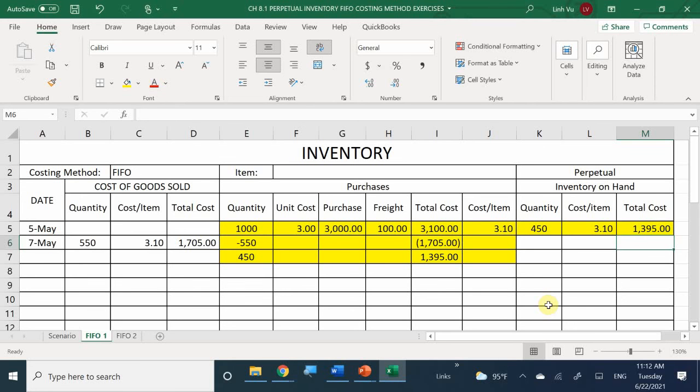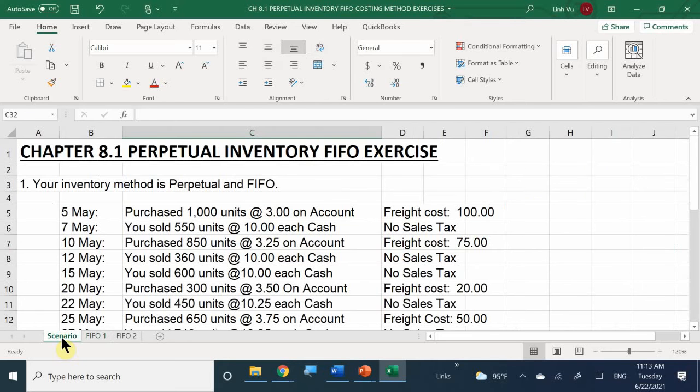This is how I'm going to teach it for you, just in case this is a better way to understand where your inventory is going. So in this case, I purchased 1,000, I sold 550, so therefore I have 450 items left. Then let's take a look at what happened on May 10. What happened on May 10?